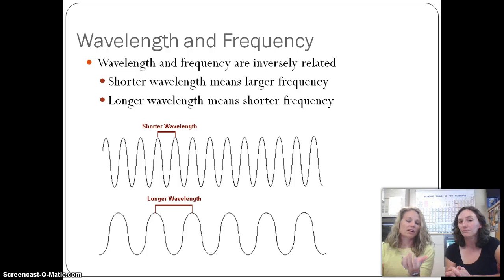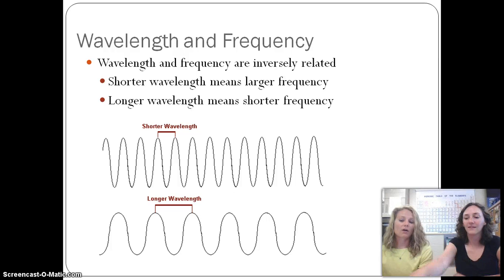I like to think of them kind of like a pitch, where the shorter wavelength would be a much higher pitch and more annoying, so it's more frequent, larger frequency. And then you've got your longer wavelength, so it's like the low one, slow one. So it's got the longer wavelength, the shorter frequency, okay? Or annoyance scale.